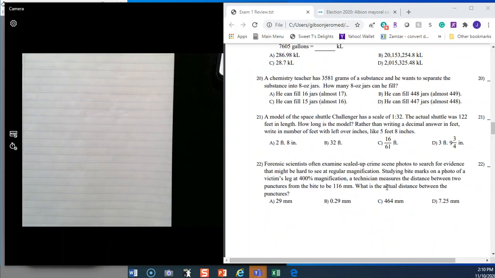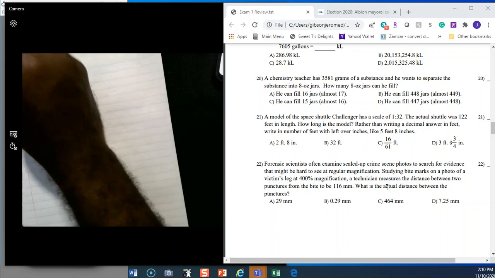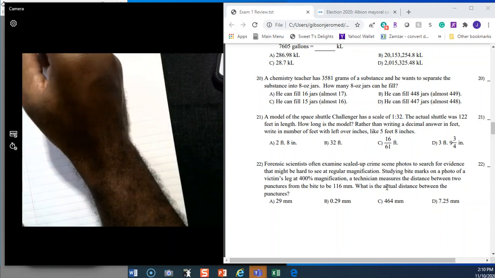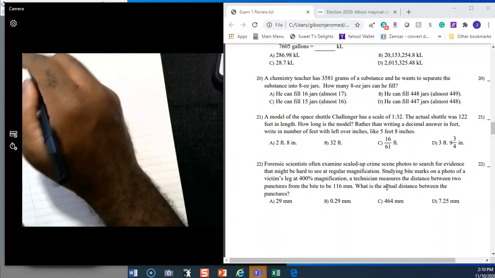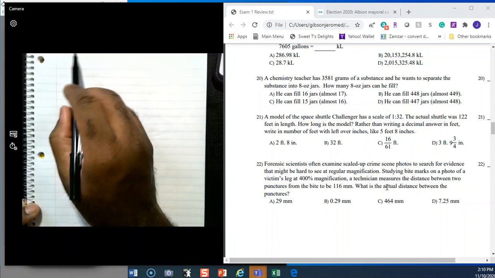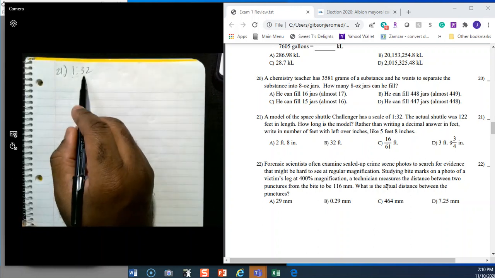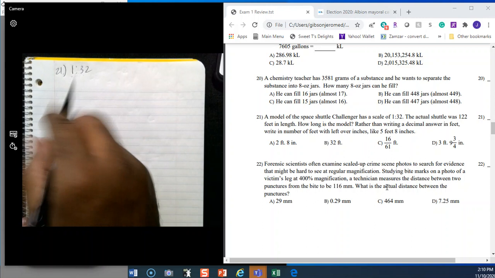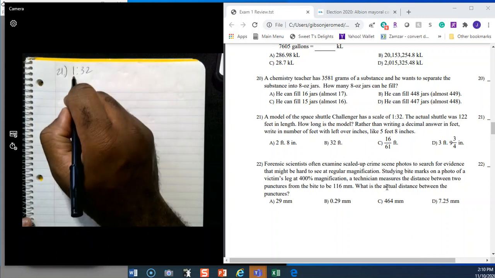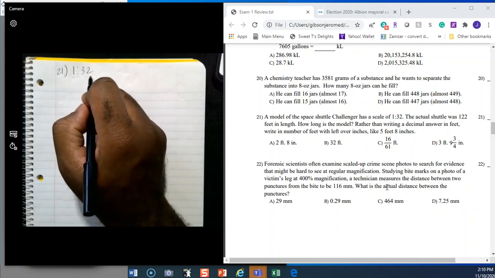We go here to problem 21. It says a model of the Space Shuttle Challenger has a scale of 1 to 32. The actual shuttle was 122 feet in length. How long is the model? Okay, now, so we have 1 to 32. This is the actual. The 1 is the actual, 32 is the model. All right. Well, actually, I'm sorry. 1 is the model and 32 is the actual.